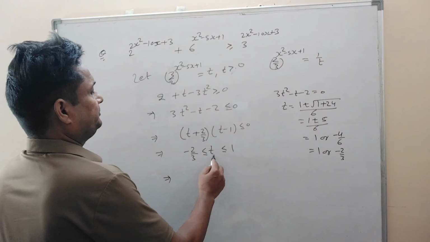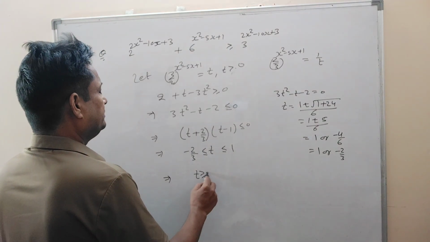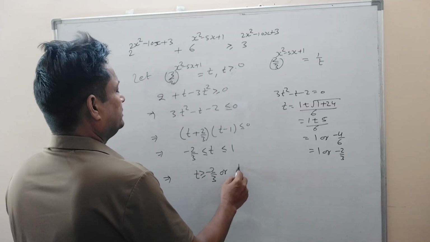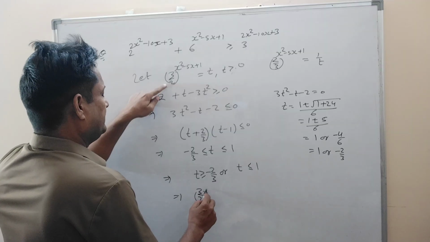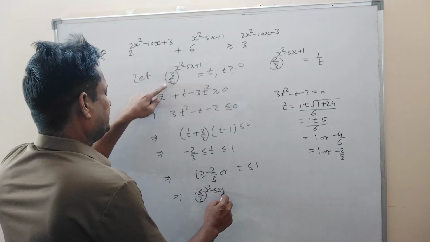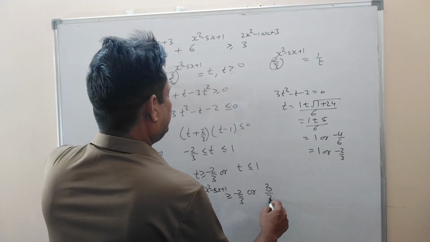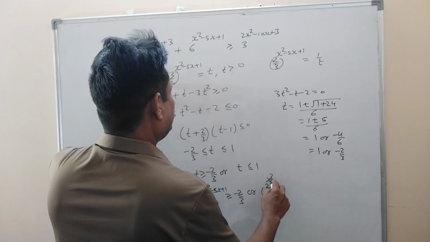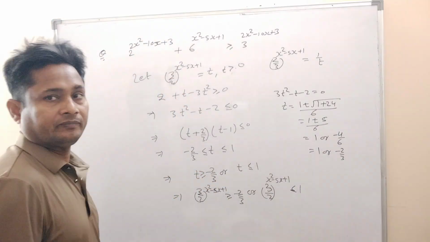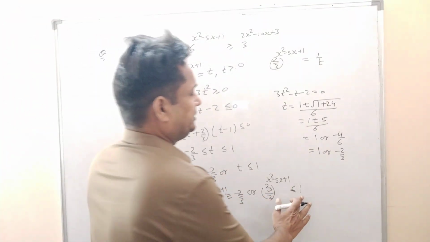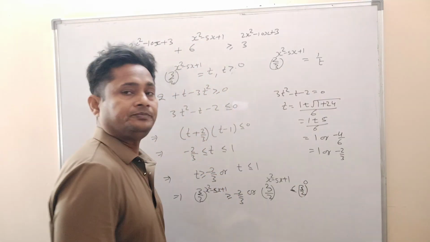So this you can write t greater than or equal to minus 2 by 3 or t less than or equal to 1. t is this one. So this is 3 by 2 to the power x square minus 5x plus 1 greater than or equal to minus 2 by 3, or 3 by 2 to the power x square minus 5x plus 1 less than or equal to 1. Right. This can be written as 3 by 2 to the power 0.